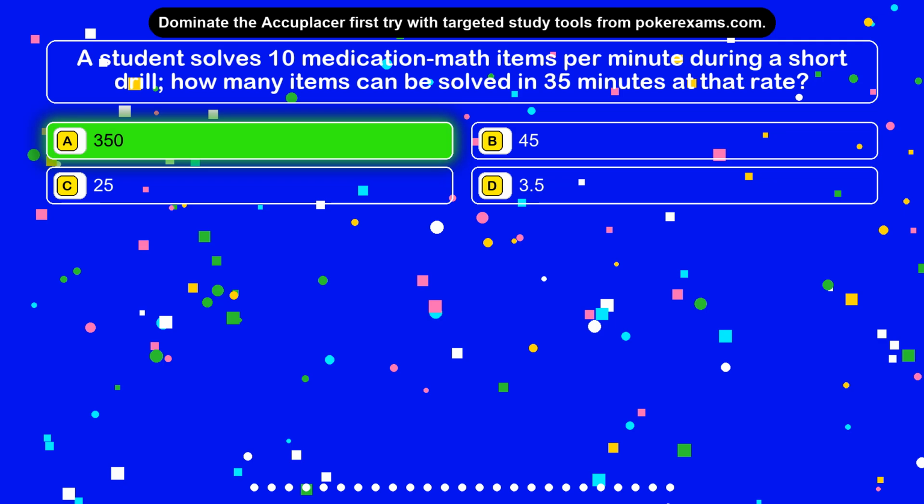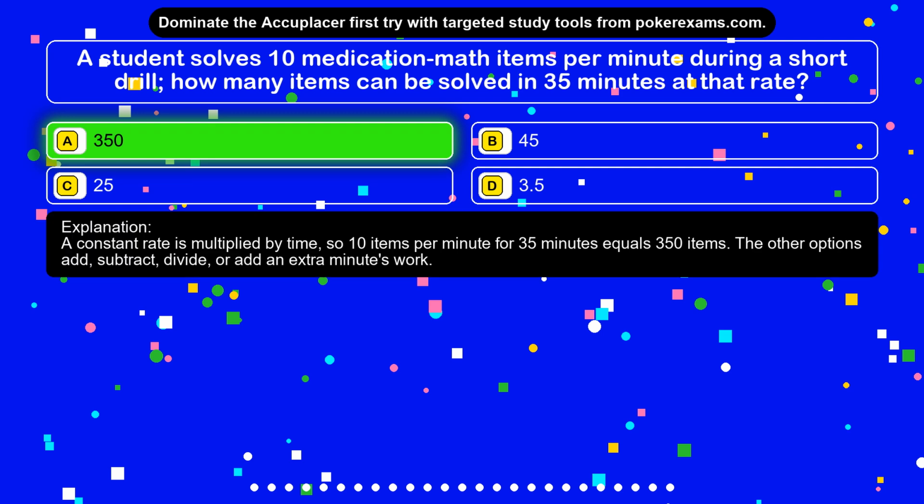The correct answer is option A, 350. A constant rate is multiplied by time, so 10 items per minute for 35 minutes equals 350 items. The other options add, subtract, divide, or add an extra minute's work.